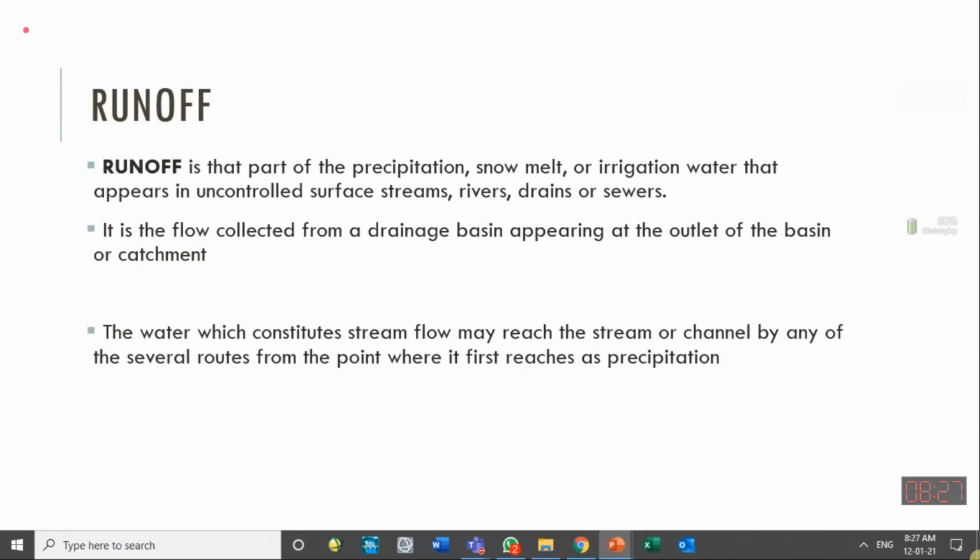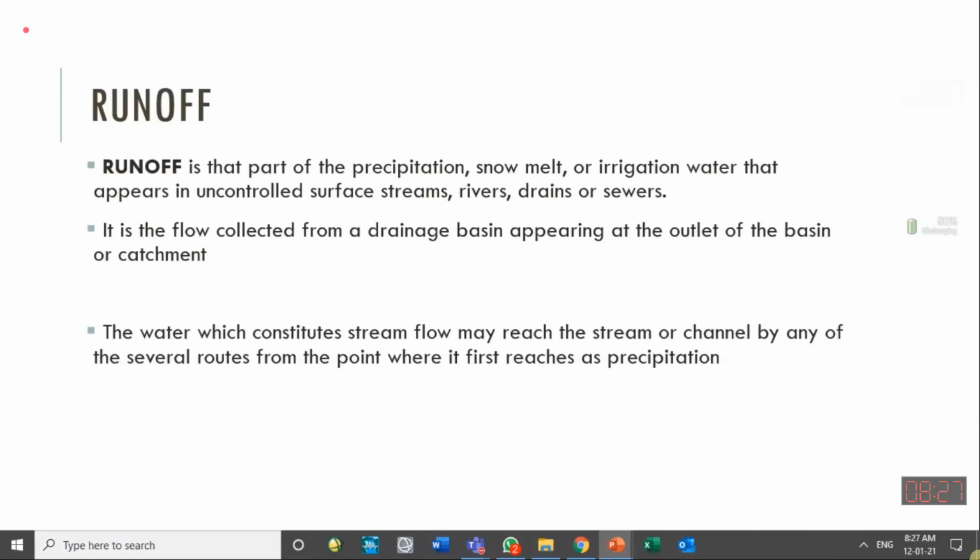We say rainfall runoff models. We say such models as rainfall runoff models. We have models that are capable of converting snow into runoff. So what will be the different way of handling them?